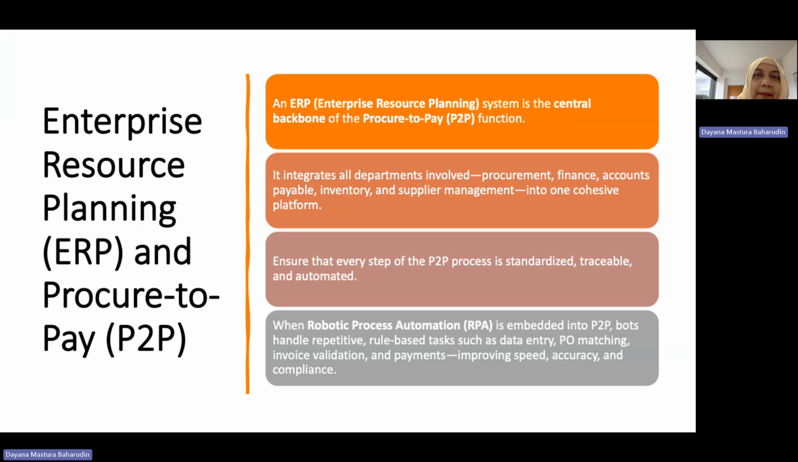Those are ERP systems which are well known globally, and highly recommended for large organizations. It depends on the subscription. If a company purchases the ERP system, they would need to select whether they want to have it for their purchase to pay department. Then this purchase to pay department will be supported by this ERP platform. Every step of the P2P process is standardized, traceable, and automated using ERP. So ERP is really brilliant.